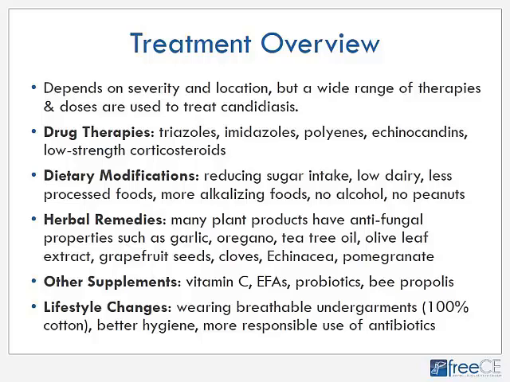Herbal remedies. There are many plants that have antifungal properties, and we'll get into these in more detail in the next few minutes. But garlic, oregano, tea tree oil, olive leaf extract, grapefruit seeds, fresh cloves, echinacea, pomegranate juice, all have impact. Other supplements can be important: vitamin C, essential fatty acids, probiotics, B vitamins, propolis.